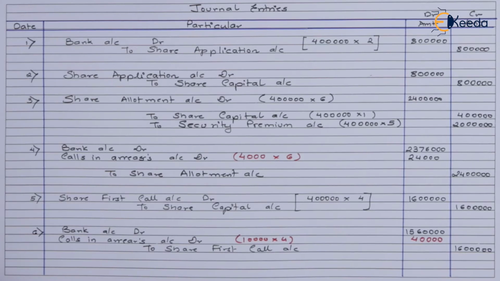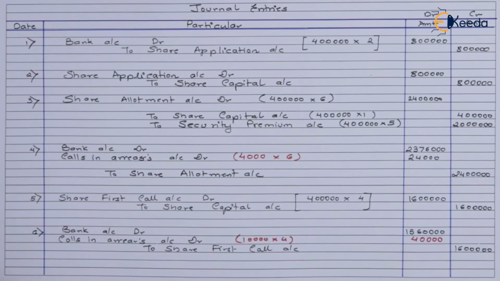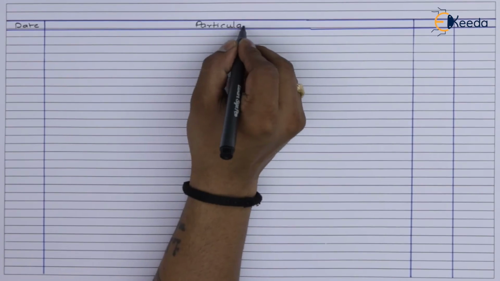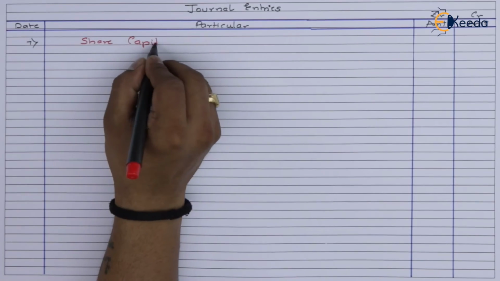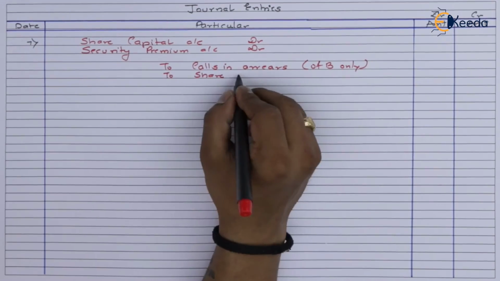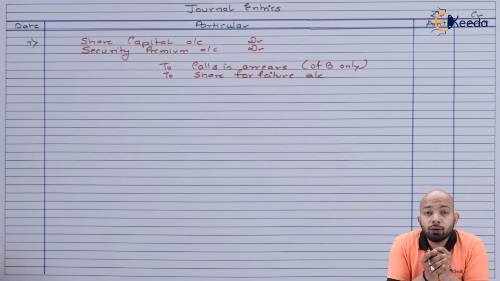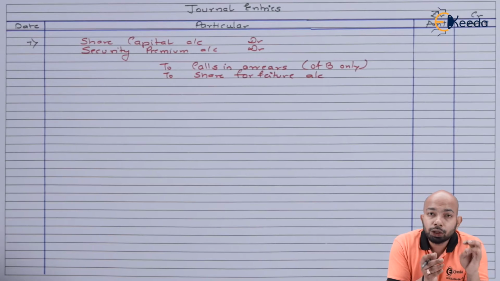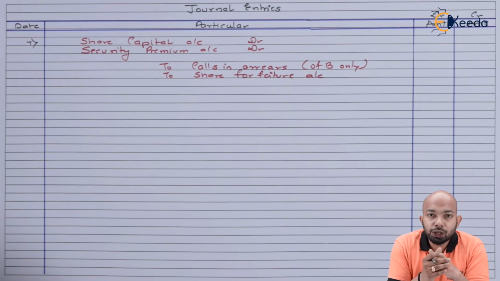So let's pass the forfeiture entry. But before passing the forfeiture entry, we need to figure out that this is the person who hasn't paid the premium. So we have to pass the cancellation entry for premium as well. Now, the entry that we have passed here is share capital account debit, securities premium or share premium account debit, to calls in arrears, and to share forfeiture account.